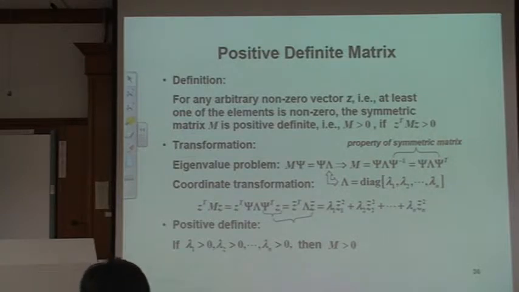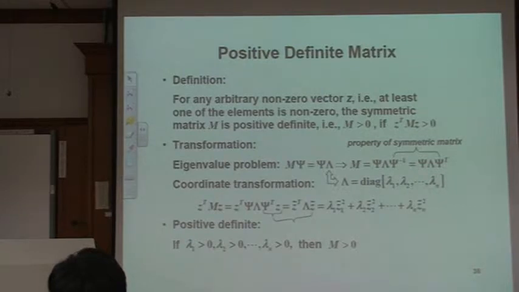Okay. Now we talk about another matrix that has different kinds of properties. Here I just try to tell you what kind of matrix we call positive definite. Positive definite.